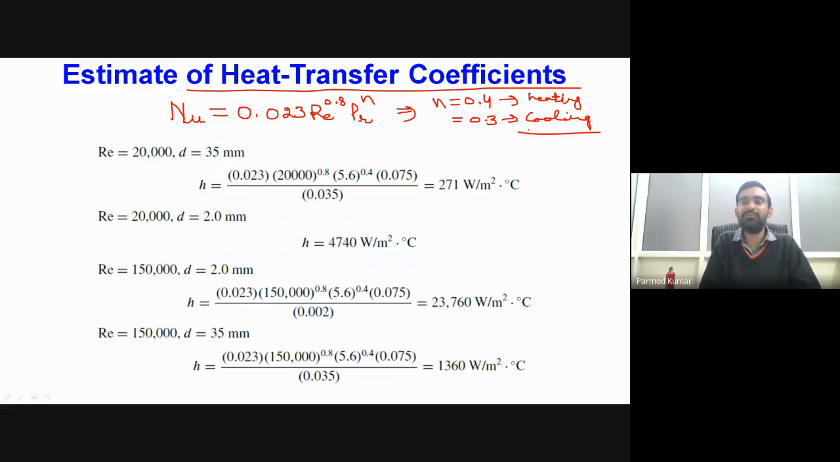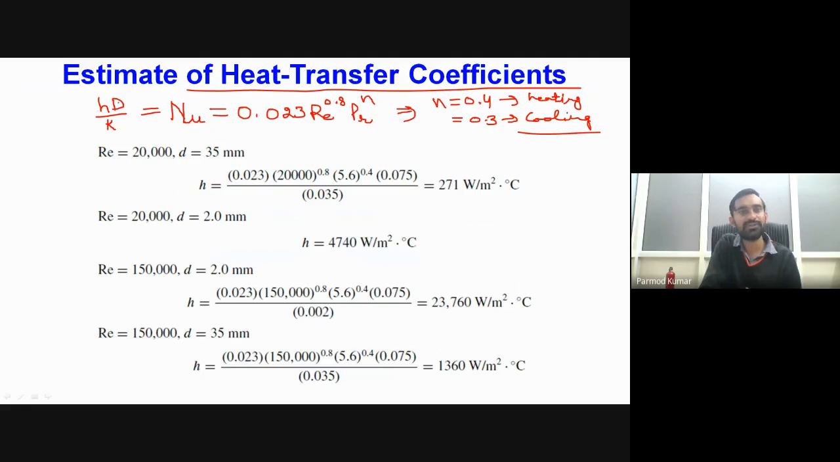Okay, so the difference between heating and cooling is this: when our pipe surface is hot and the fluid is gaining heat from the pipe surface, we call it heating and we take the coefficient n as 0.4. If the pipe surface is a cold medium and the fluid is transferring heat to the pipe, then we take the value of this coefficient as 0.3.